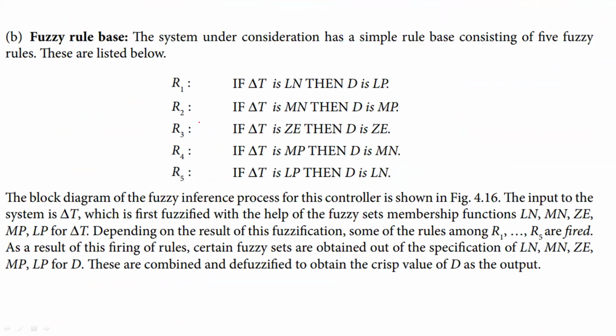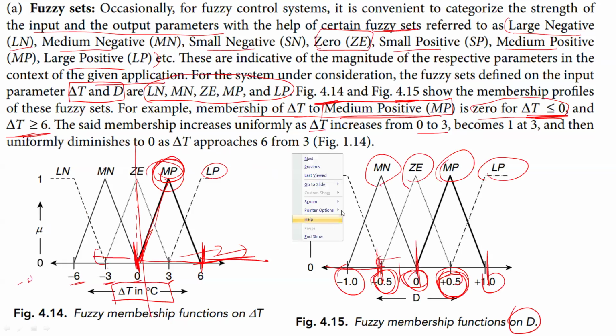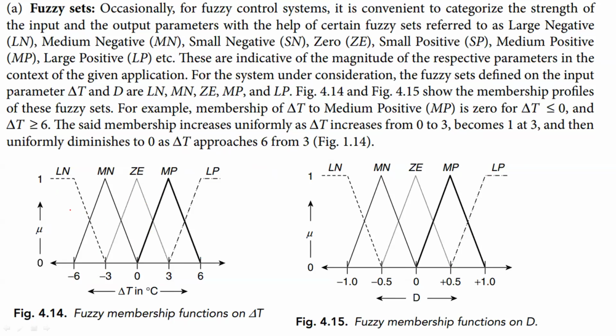Now let us look at the fuzzy rule base. The system under consideration here is a simple rule base consisting of 5 rules. So we don't have a single rule, we have multiple rules. We label them as R1 to R5. It is given here: when delta T is LN, then D is LP. You can look at the graph. So let us look at the graph. When delta T is LN, you look at that.